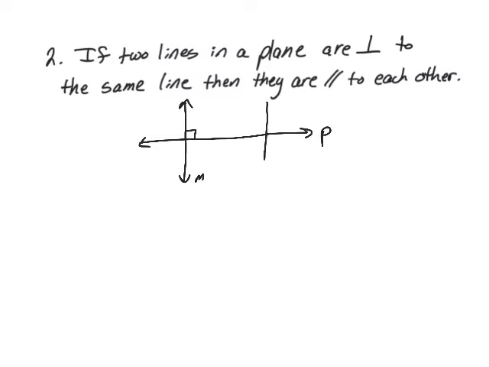perpendicular, N, perpendicular. That means if M is perpendicular to P and N is perpendicular to P, then M is parallel to N.